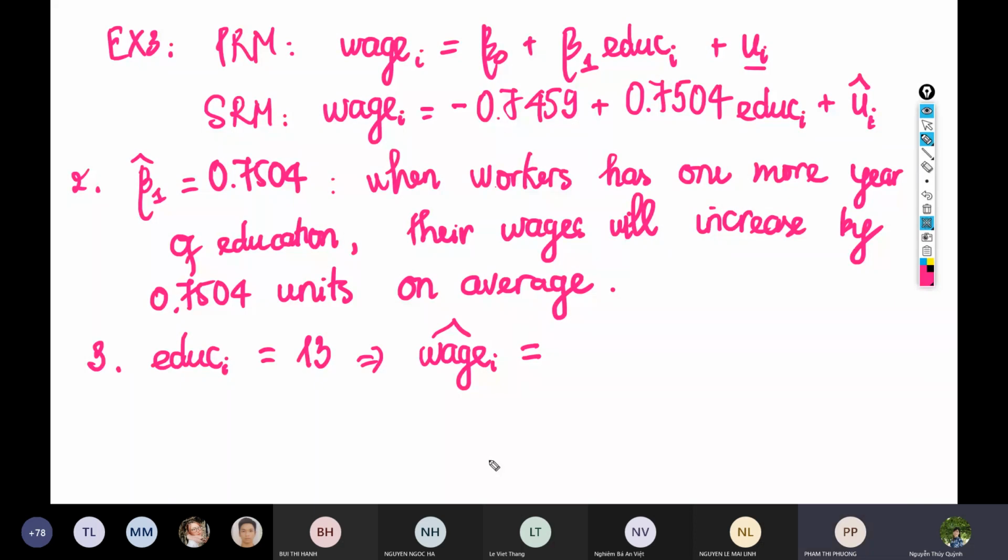Okay, just plug in the number here. We have education equal to 13. And what is the estimated level of wage? Equal to minus 0.745. What is the final result?